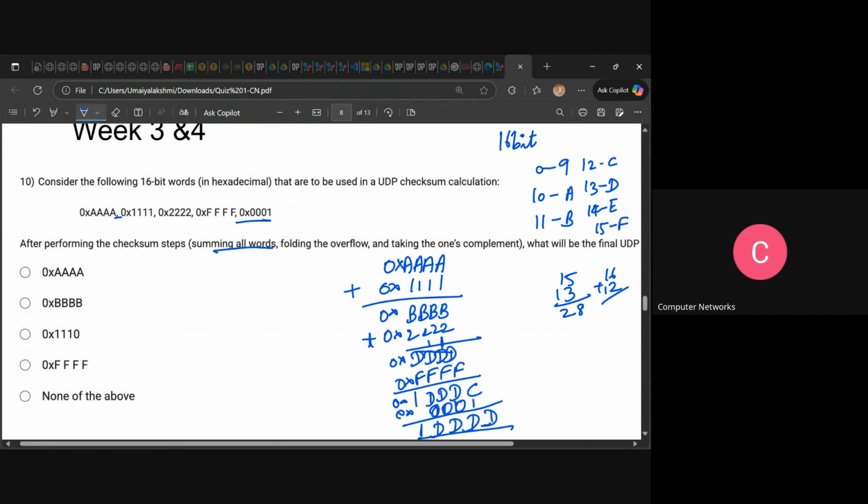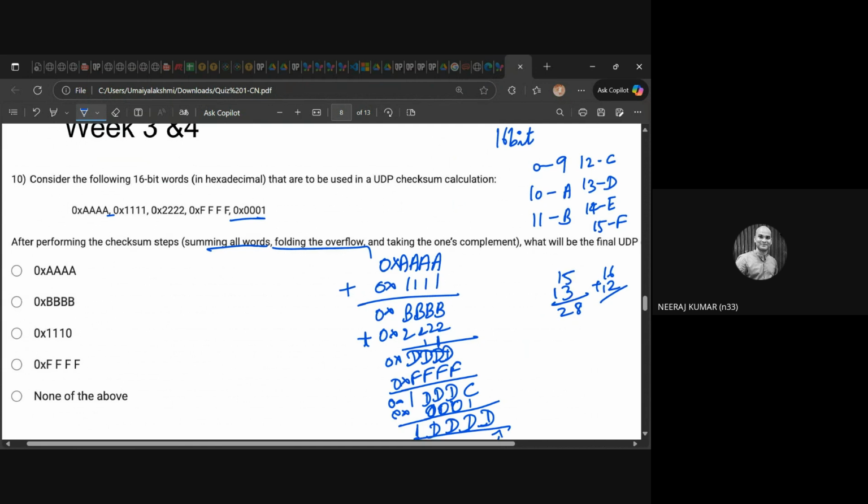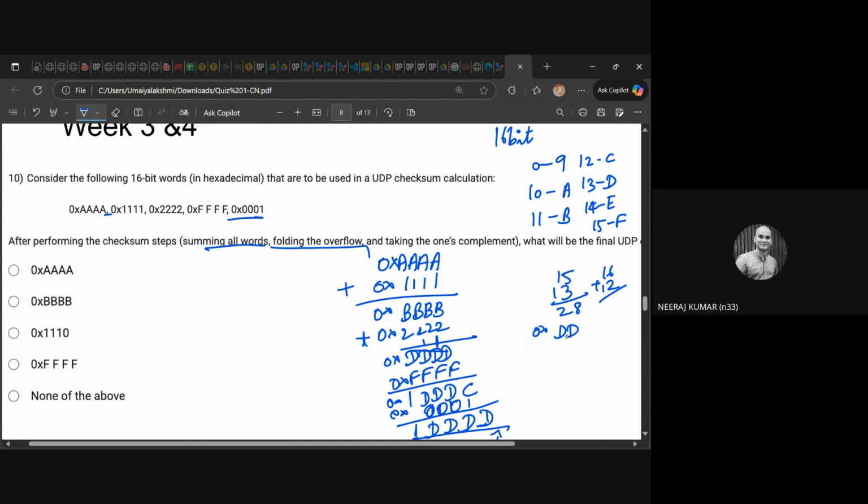So now what they are asking, we have to take the overflow and add it. So if I take this overflow and add it here, what happens? F, 0, F, F, F. D plus 1, right, which becomes an E. So it becomes the hexadecimal 0xDDD. Only this is added with 1, so that becomes an E. That's it. Now we have to take the 1's complement.